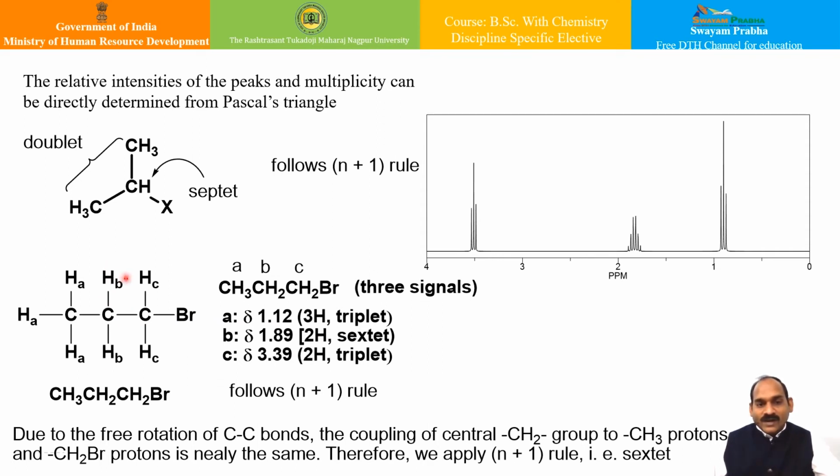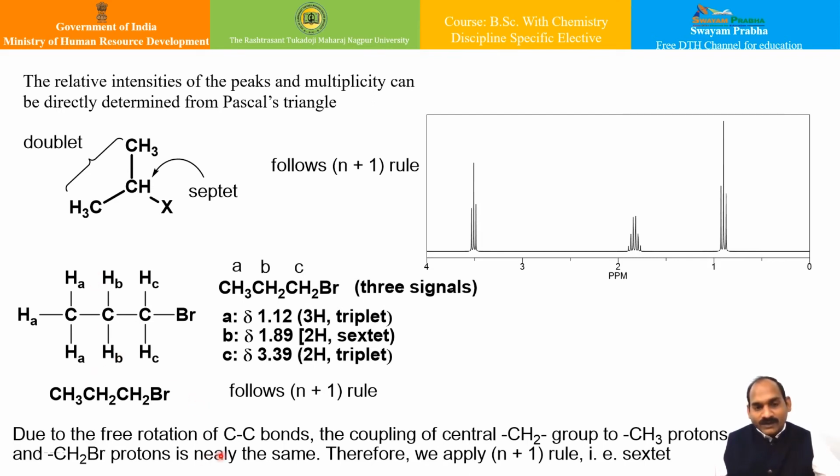Now these 2 hydrogens will be splitting due to the effect of these 2 hydrogens and these 3 protons present over here into a sextet. So 3 plus 2, there are 5, and therefore this particular B environment proton will split into a sextet, whereas these particular protons will be splitting into a triplet due to the effect of these 2 hydrogens.